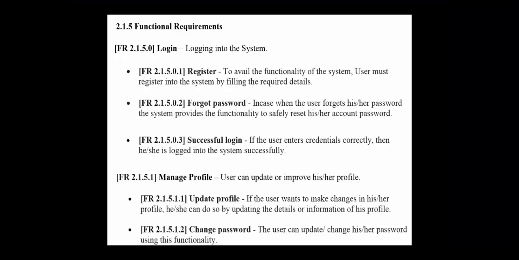So let us now move forward to our functional requirements. The first functional requirement is login, where the user logs into the system. Register. The registration process is the first step for a user in order to avail the functionality as a freelancer or an employer. The user must register himself into the system by filling the required details. After that, he can use the login functionality.